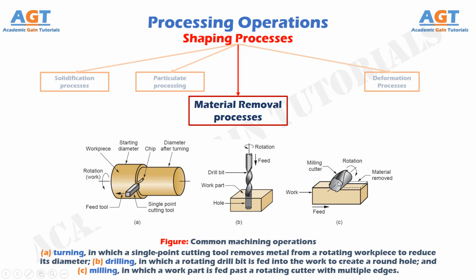This shows a turning operation. Grinding is another common material removal process. Other processes in this category are known as non-traditional processes because they use lasers, electron beams, chemical erosion, electric discharges, and electrochemical energy to remove material rather than cutting or grinding tools.